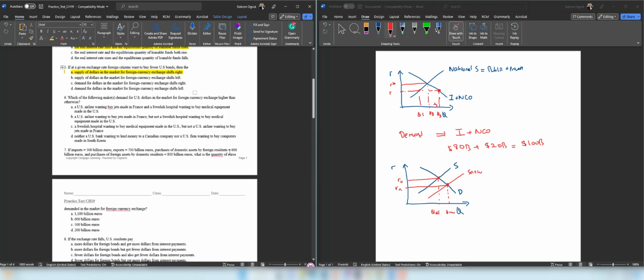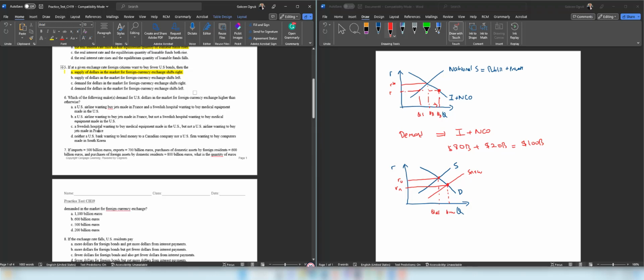Next question: which of the following makes demand for US dollars in the market for foreign currency exchange higher than otherwise? So let's look at the answers. The first one is a US airline wanting to buy jets made in France. Therefore, the US airline needs fewer dollars. It's not going to make the demand for US dollars higher. Instead, this US airline wants fewer dollars because they need to buy jets made in France. They need euros. So this is not correct.